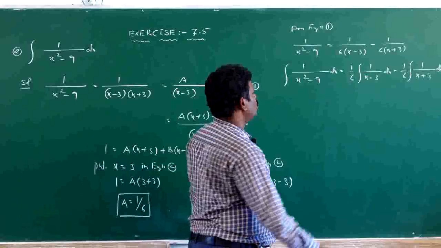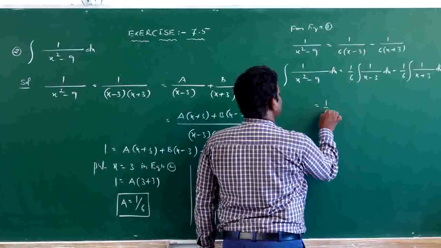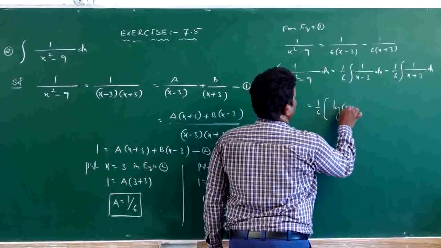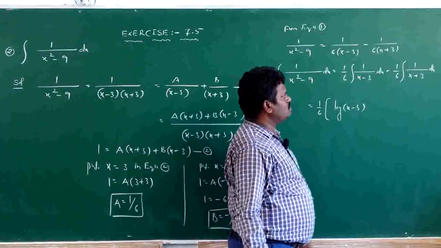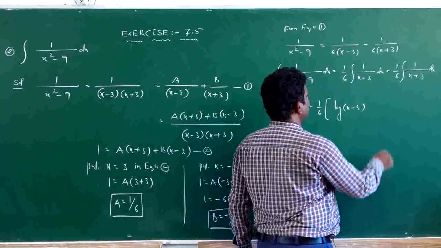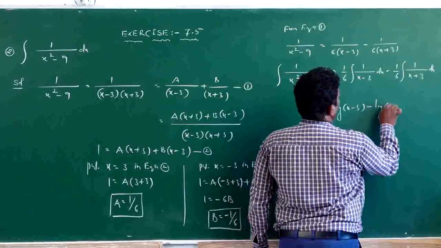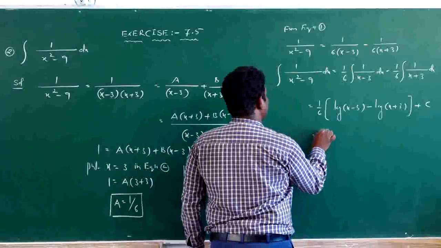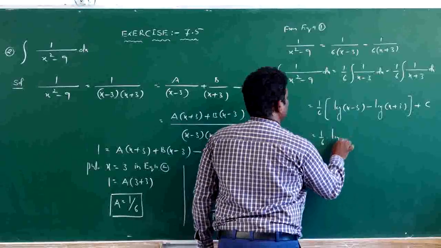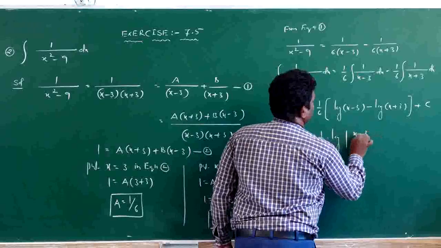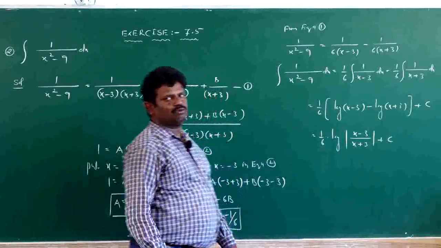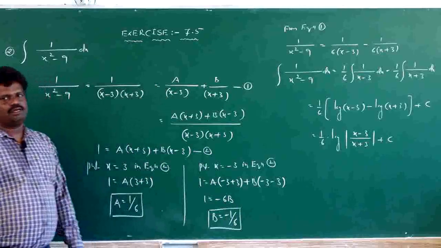Okay? So overall, if you take 1 by 6 common, then this value is log of x minus 3. Now this value is log of x minus 3 minus log of x plus 3 plus c. So finally, we get 1 by 6 into log of x minus 3 by x plus 3 plus c. So this is the partial fraction method.